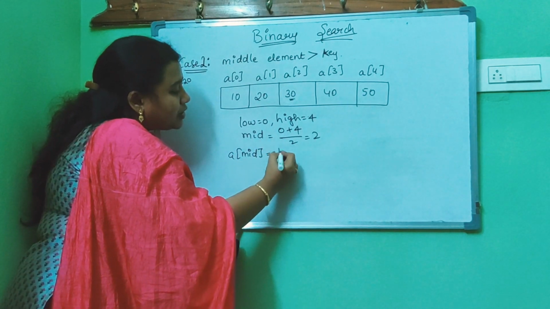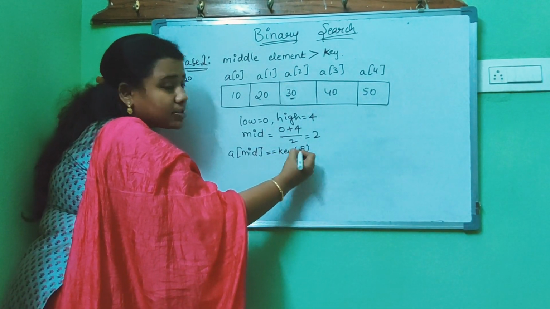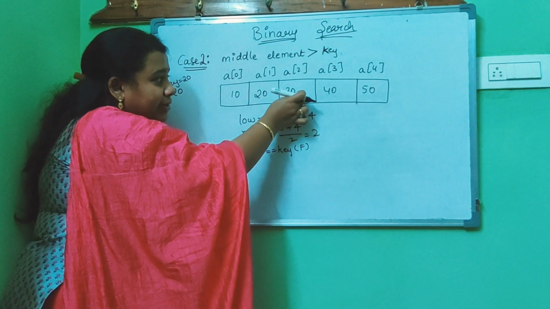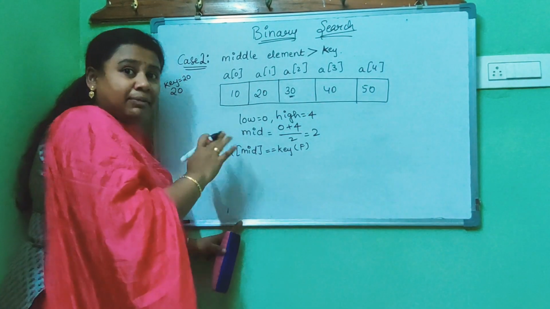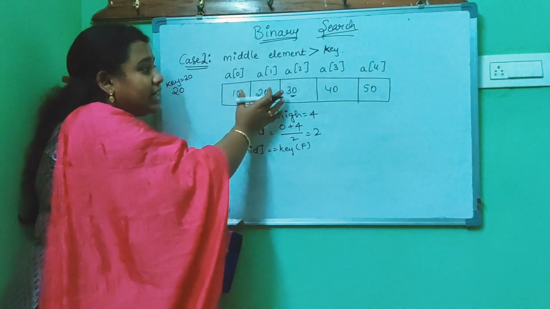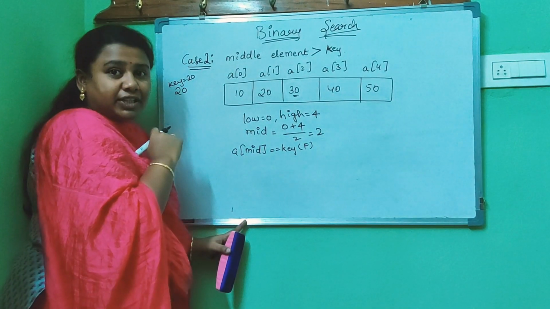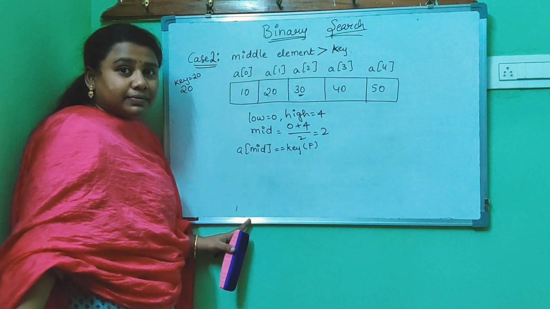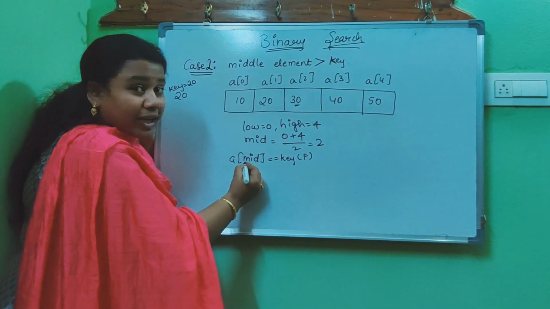Whether it is equal to key or not? No, false. So what happens here is, at this middle element, this entire array becomes two partitions, left partition and right partition. Okay. So what happened here?